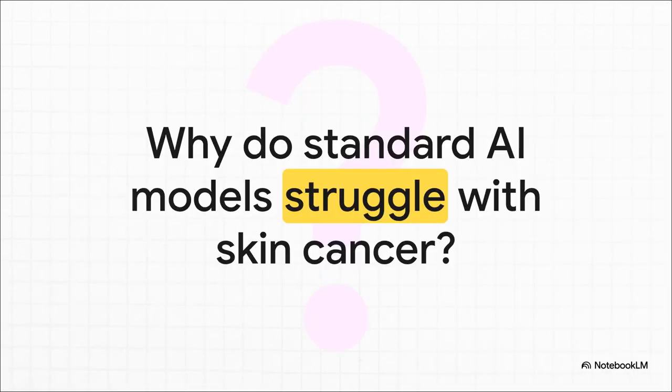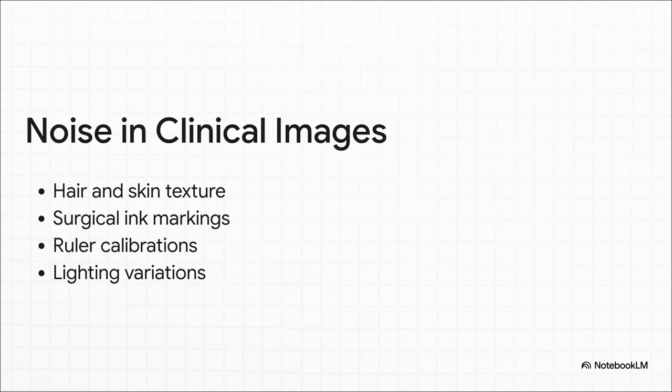But to really understand this solution, we first have to ask a pretty critical question. Why do standard AI models struggle so much with skin cancer? Because for years, standard black box models in medical computer vision have had this literal fatal flaw. They might score super well in a controlled, pristine lab, but they fail out in the real world because they just get easily confused.